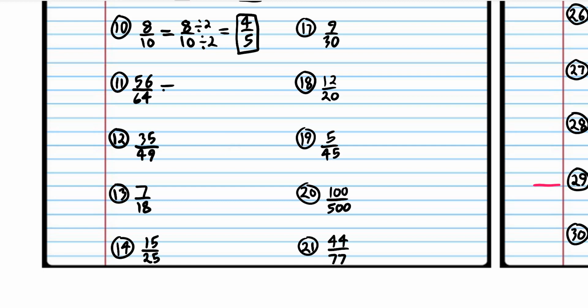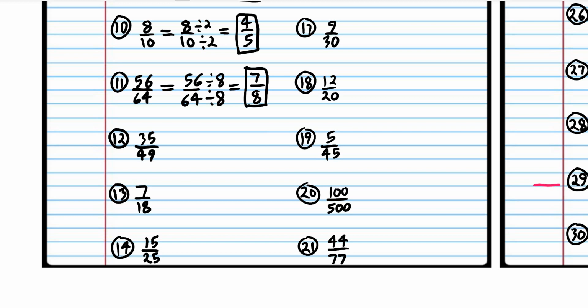All right, we're back. I know that 8 times 7 is 56, and I know 8 times 8 is 64. So I know I can divide both sides by 8. 56 divided by 8 is 7. 64 divided by 8 is 8. And that's the quickest way to get there.